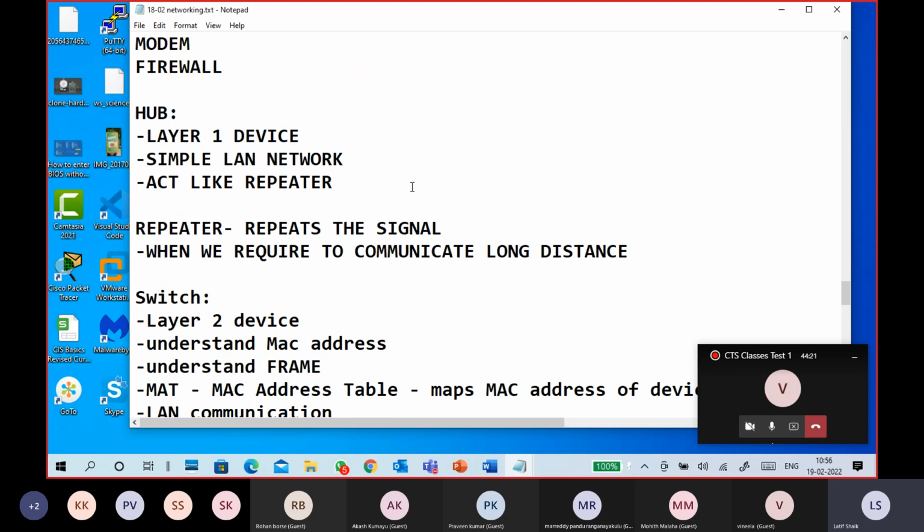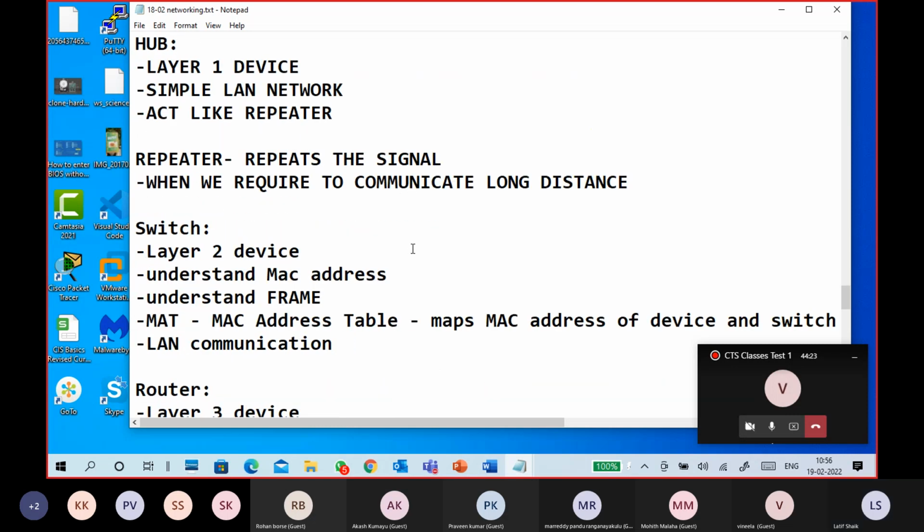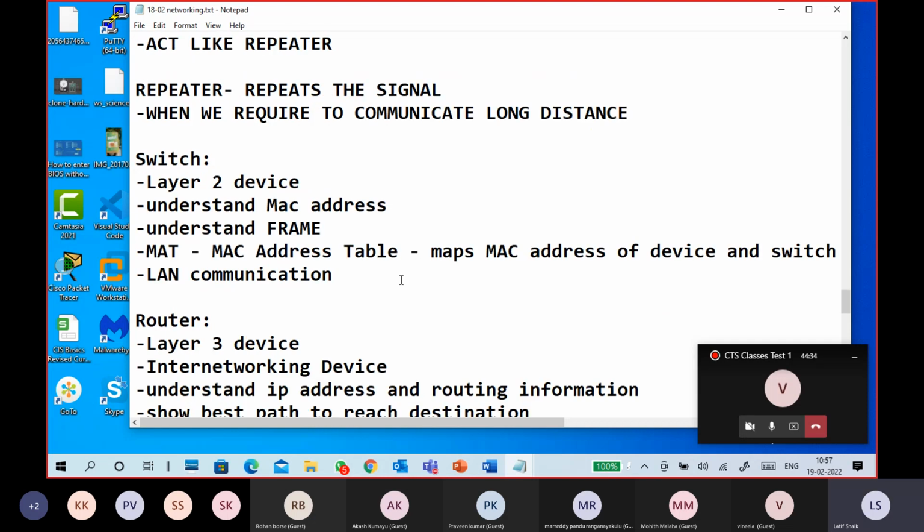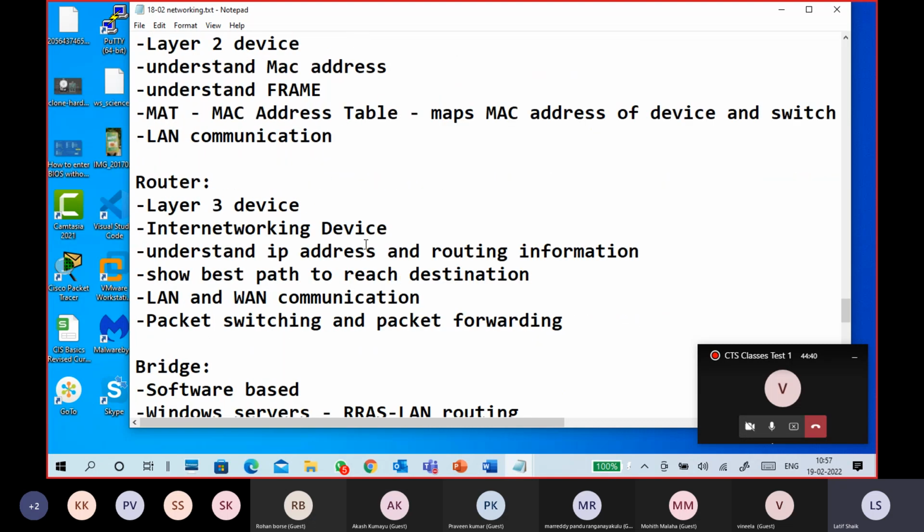Switch can understand. Switch is a layer 2 device, it understands MAC addresses, mapping the MAC address of a PC to a port number of the switch. Okay. So that is called a MAC address table. We use it in LAN communication only.